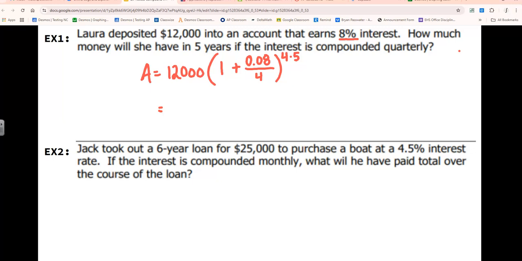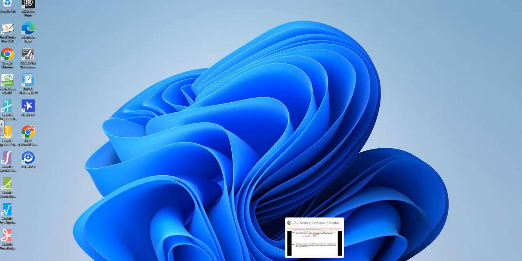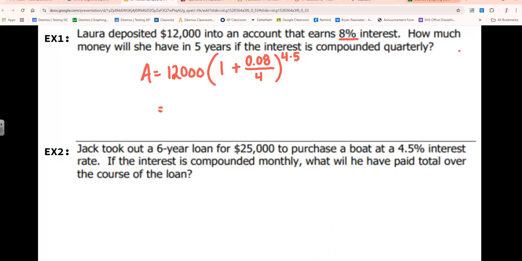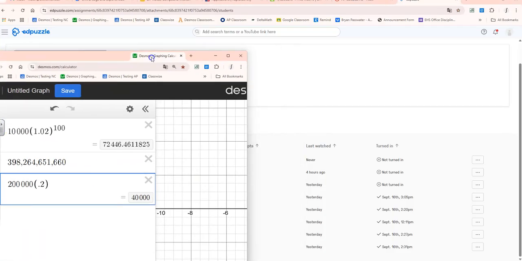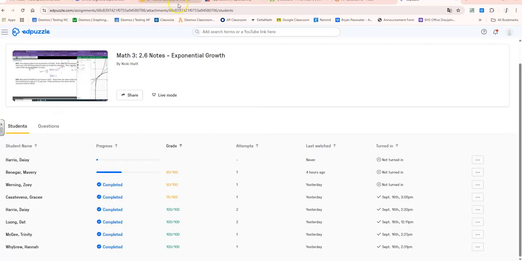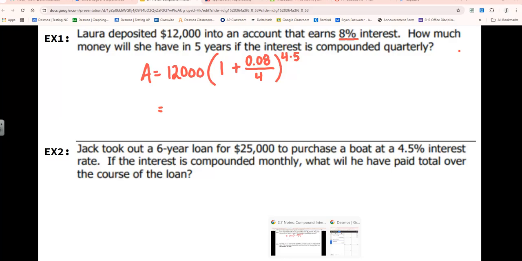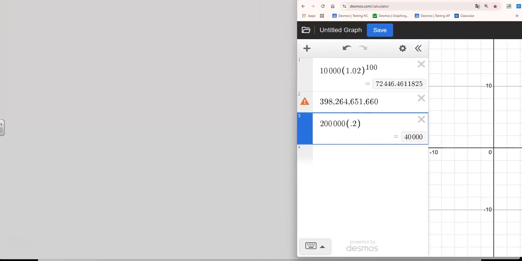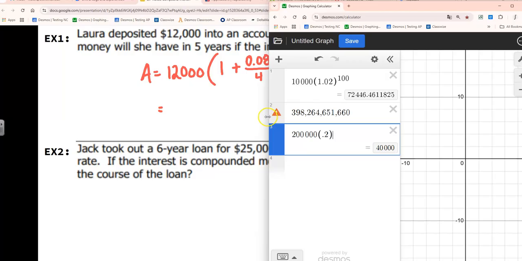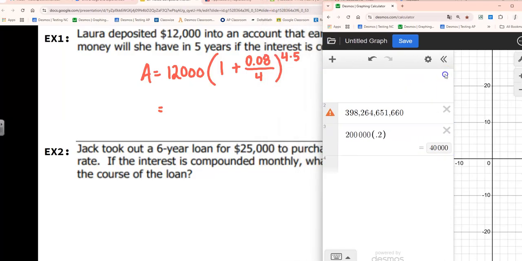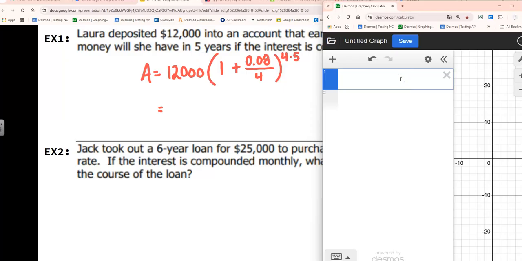It's really the same thing. I'm going to show you here in a second. I'm going to compare something for you. I need Desmos. Pull this up here. Okay, so we'll have 12,000. The good news about this is you can type this whole thing into Desmos like it is. You don't have to actually calculate anything. Desmos can do it.